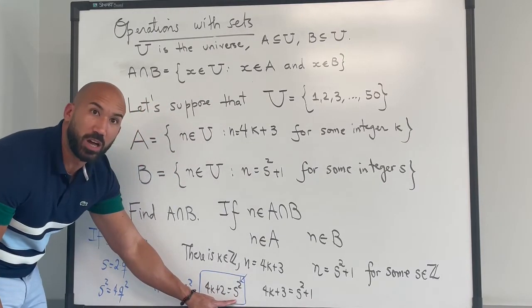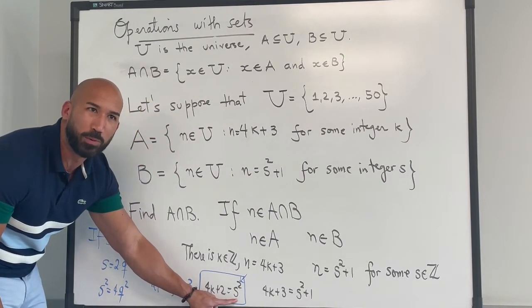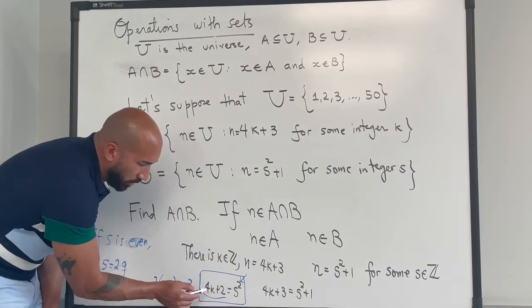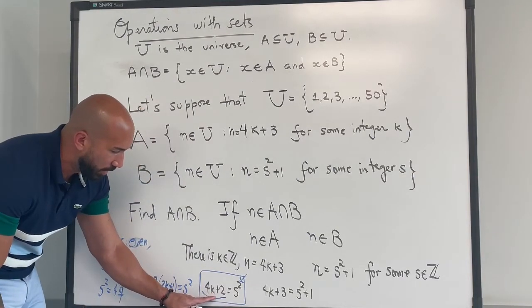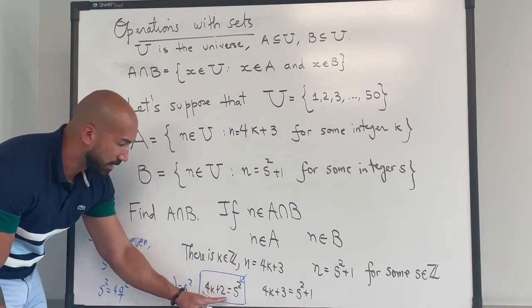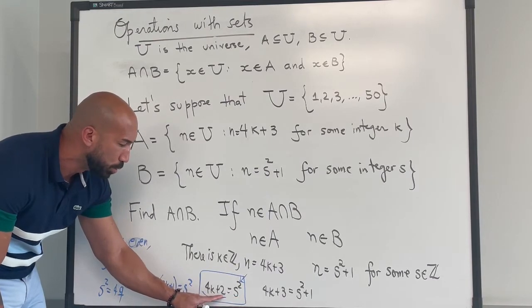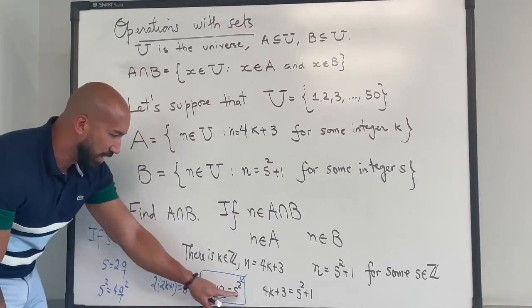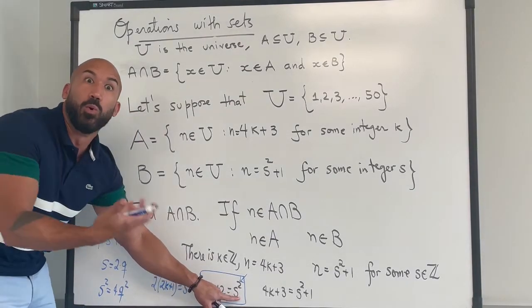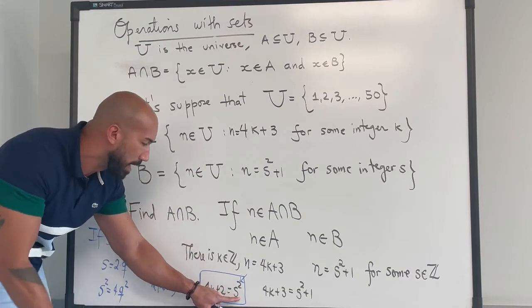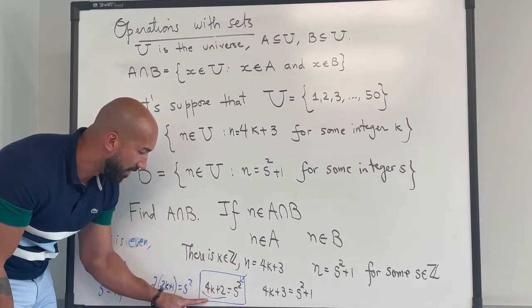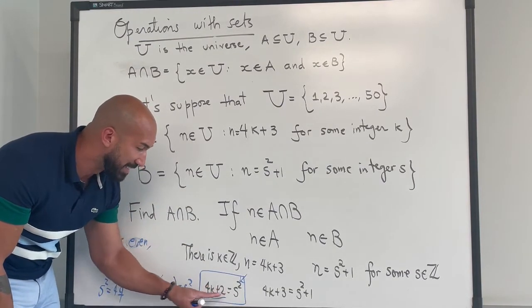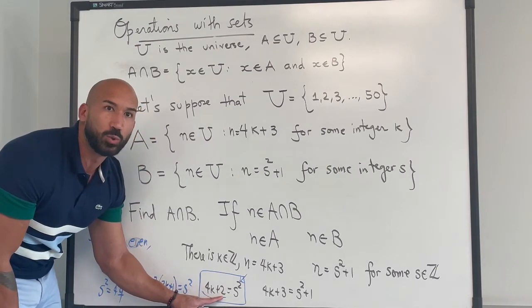S squared is not only even, s squared is a multiple of 4. But this right hand side here is telling us that s squared has remainder 2 in division by 4. So this is telling us that s squared is a multiple of 4, which means it has remainder 0 in division by 4. And this is telling us that s squared has remainder 2 in division by 4.